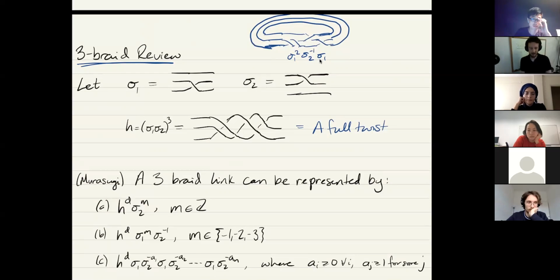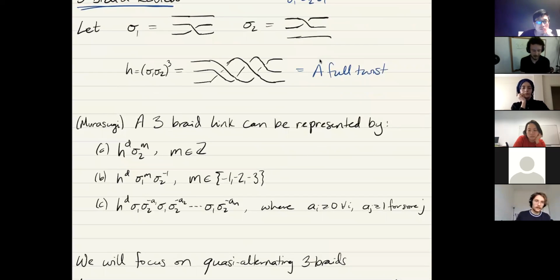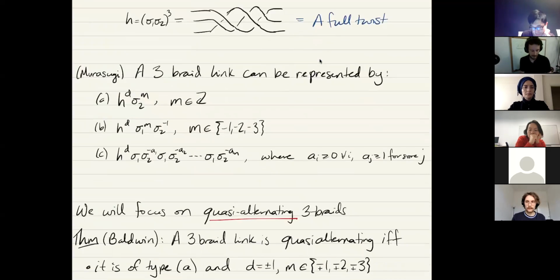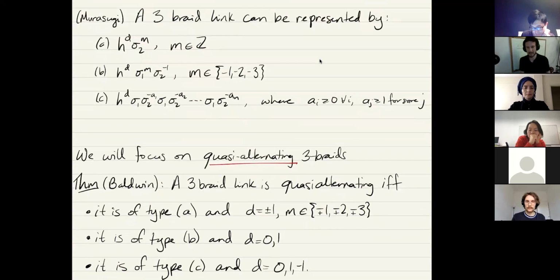And I further want to restrict this list to a simpler list. I actually want to think about quasi-alternating three braids. Now, I'm not going to define quasi-alternating because it doesn't really add anything to the discussion necessarily. All you really need to know is which of these are quasi-alternating, because those are the ones I'm going to focus on the most. And there's a theorem of Baldwin that tells us exactly which ones are quasi-alternating.